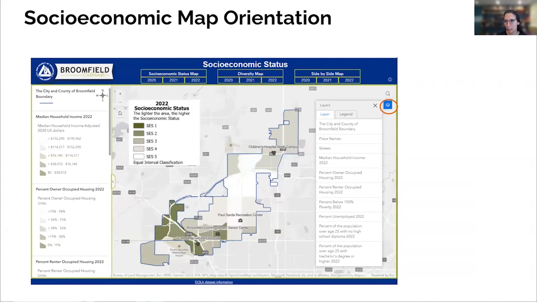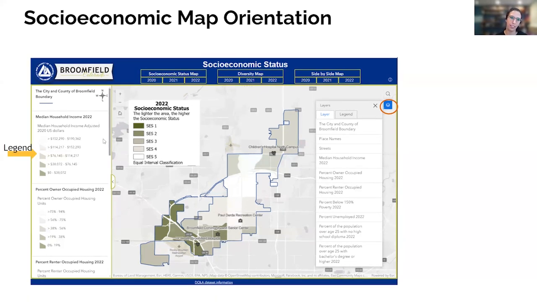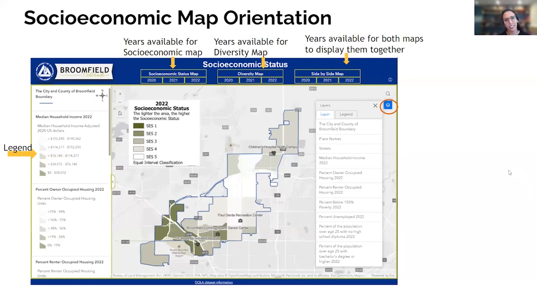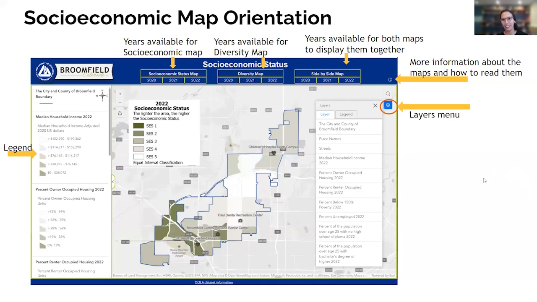This is slightly different than Tableau. So in this, you have the legend on the left. Then you have years available for the socioeconomic maps, years available for a diversity map, and then years available for both maps to display them together. You have more information about the maps and how to read them, and the layers menu, which I will walk us through how to navigate. And at the bottom is the data set source. This takes you back to the demographer's office where this data comes from.